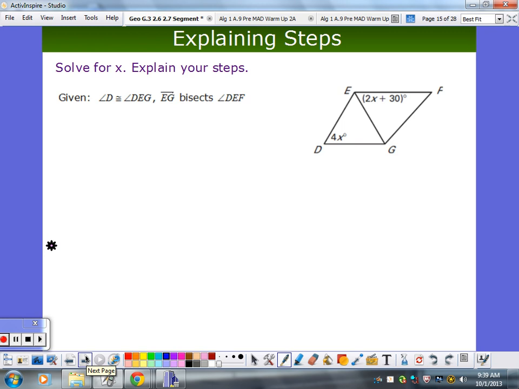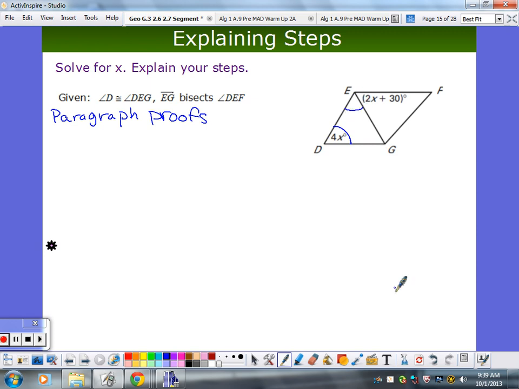Okay, now this one, I'm saying explain your steps. There are other kinds of proofs. Besides 2-column, we have what are called paragraph proofs. Paragraph proofs are just written in an English paragraph, but you have to justify every single thing you say. So let's just look at this. We've got angle D is congruent to DEG. So here's angle D, and it's congruent to DEG. So let's find DEG.